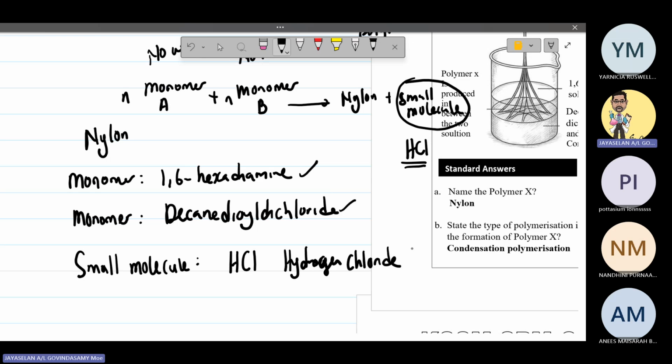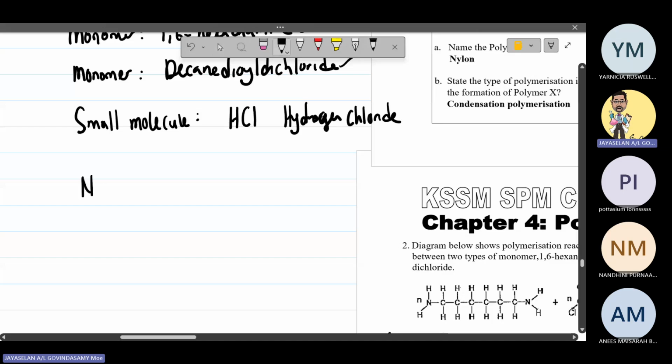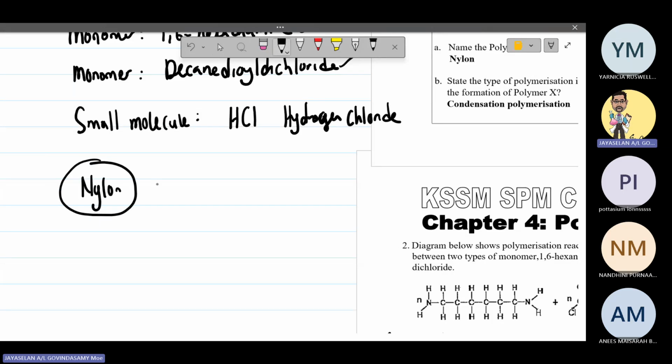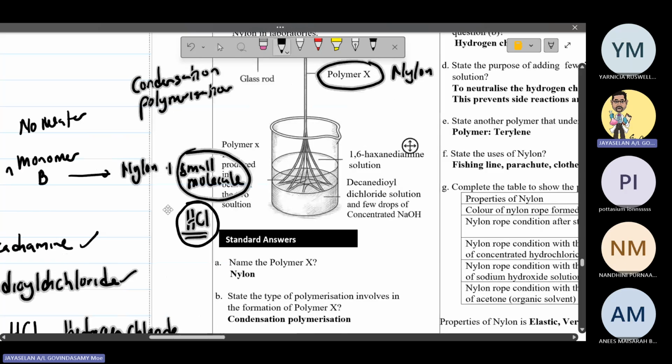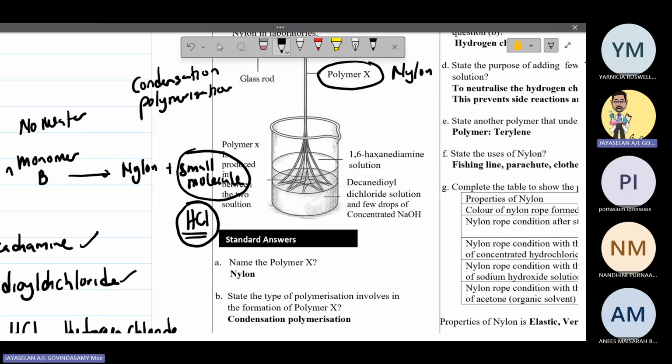Any question? And what is the disadvantage of nylon? Nylon has one disadvantage. It will dissolve in acid. If acid touches it, nylon will be destroyed and dissolve. And you see here, one of the byproducts is hydrogen chloride. If it goes into water, the hydrogen chloride ionizes to produce hydrogen ions, it turns into acid and attacks the nylon.